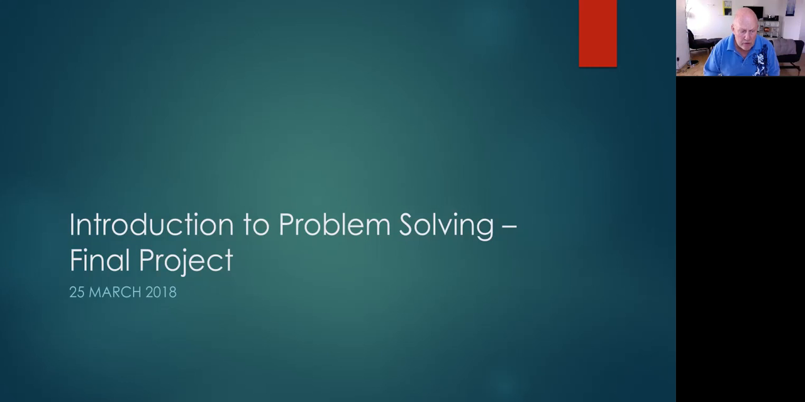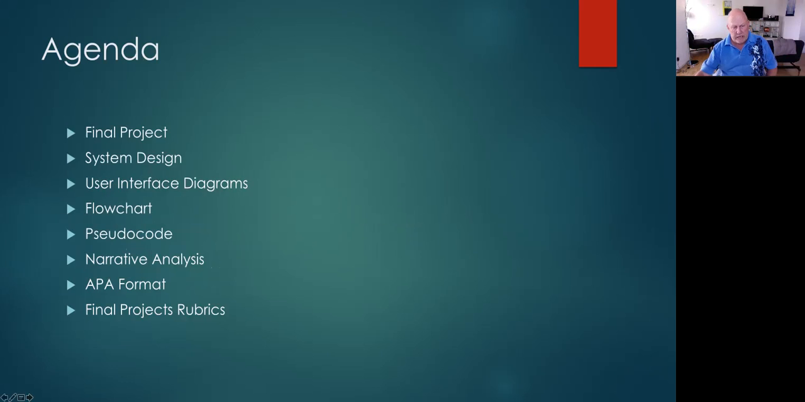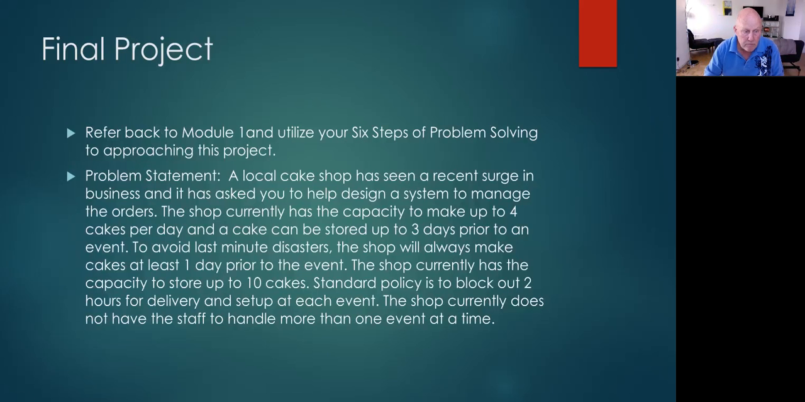So I want to do a quick review of what I'm looking for in the introduction to problem solving and for your final project. So agenda, we'll take a look at the final project, system design section, user interface diagrams, flowchart, pseudocode, narrative analysis, making sure it's in APA format, and looking at your final project's rubrics. For the final project, I want you to refer back to Module 1 and utilize your 6 steps of problem solving to approach this project.